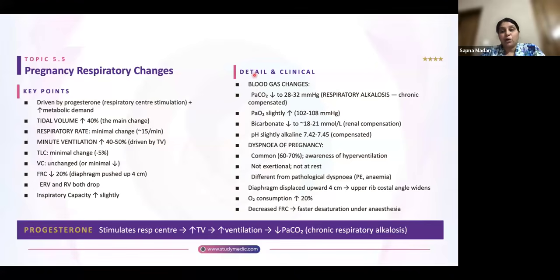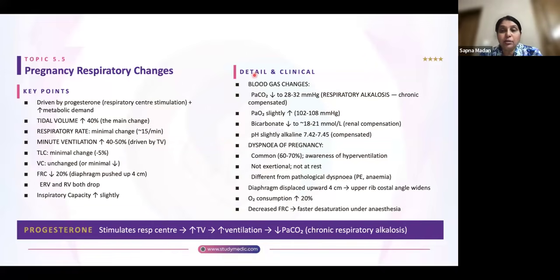So the lower rib costal angle will widen. Oxygen consumption, because of the placenta and the growing fetus, is going to increase by around 20%. And there is reduction in the functional residual capacity, and there is faster desaturation under anesthesia, okay, because the residual capacity is low.